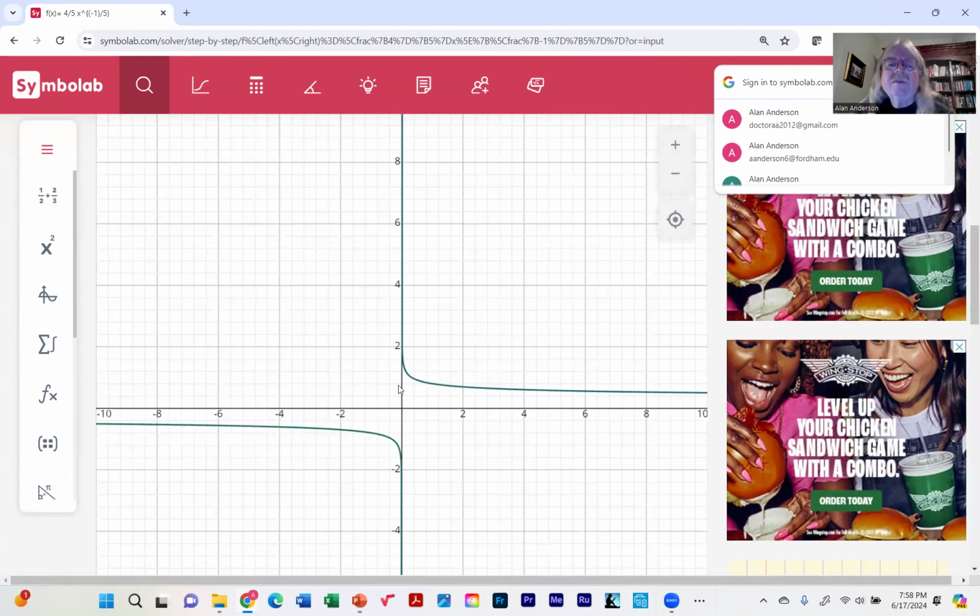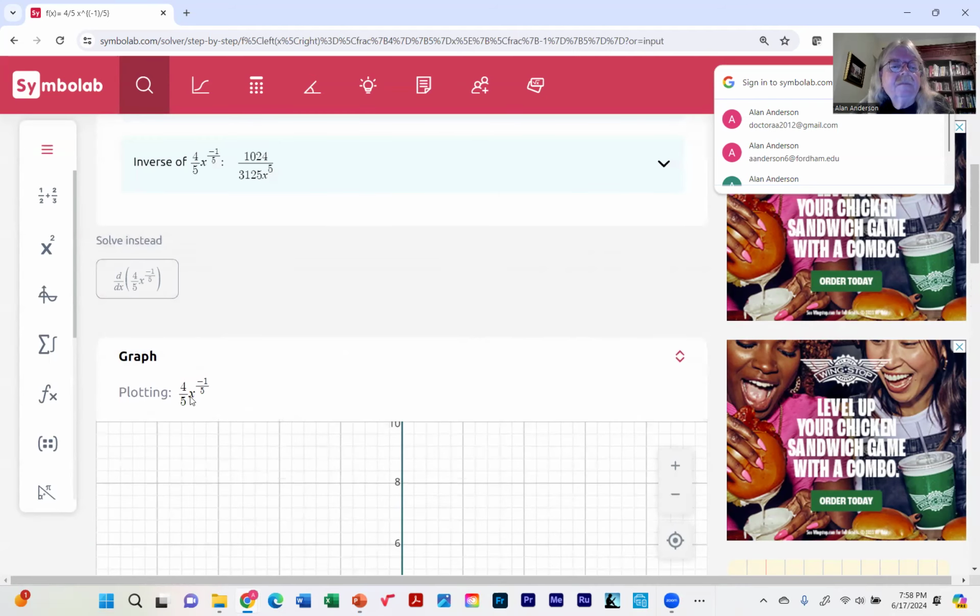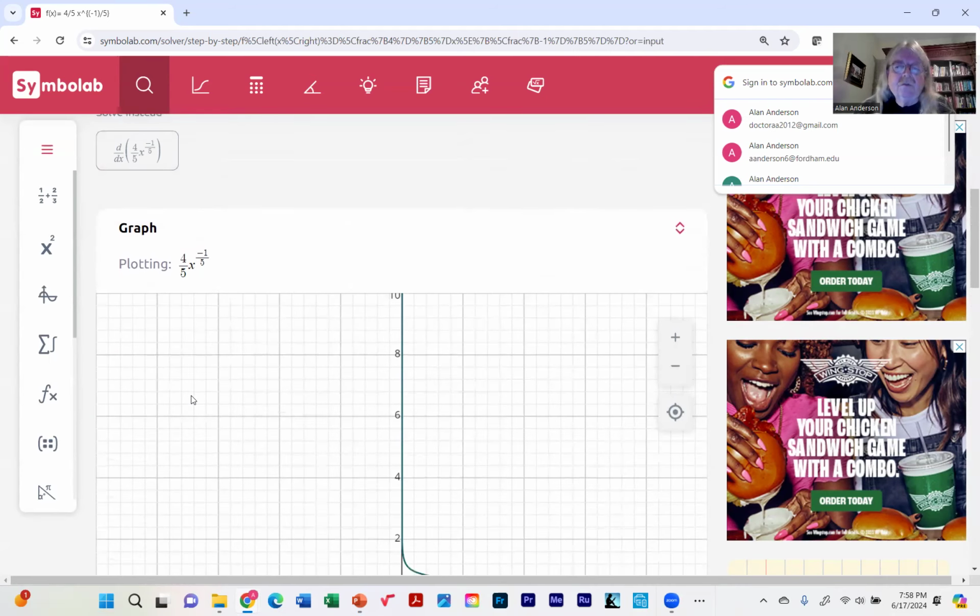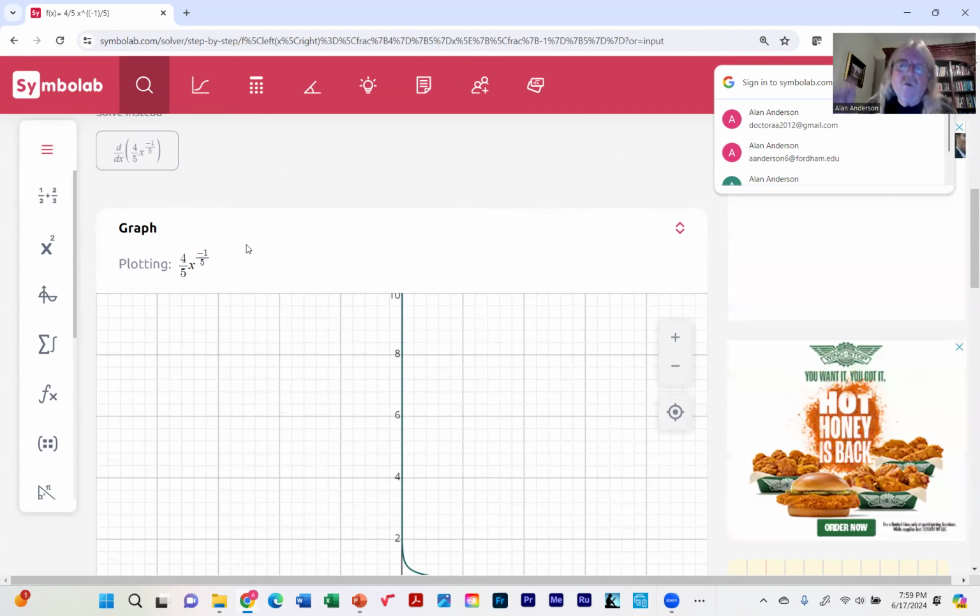Of course, you had to know there's going to be an asymptote at x equals 0, because if you rewrite this as 4/5 of 1 over the 5th root of x, you'll see that we can't allow x to be equal to 0.